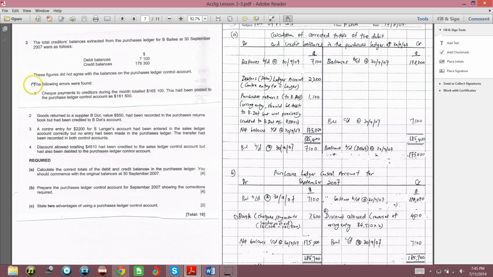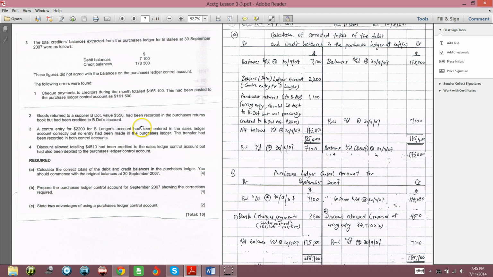So I put here: goods returned to supplier B dot, value 550, has been recorded in the purchases return book. So that means it has been recorded in the book of prime entry, but has been credited to B dot's account. So why should you credit the purchase return to the creditor account? It's wrong, right? Because if I return the goods to the creditor, I should debit the creditor B dot's account. Because if I return the goods to them, I will owe them less money, so it should belong to the debit, not credit. So that means I put it on the wrong side.